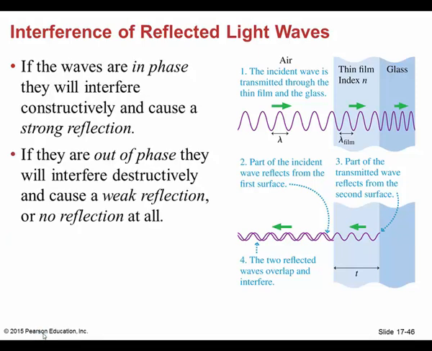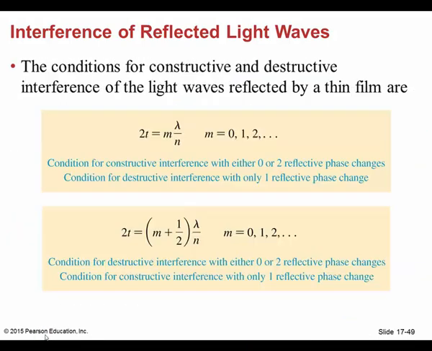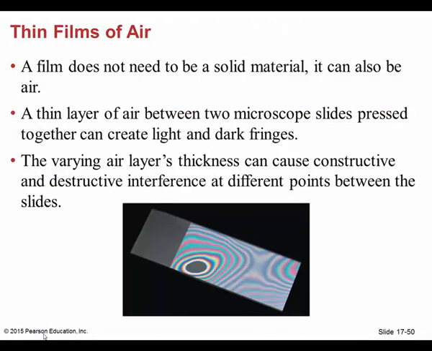I'm going to move on. That's again just some of the same. Here, if you want to find the conditions for constructive interference with either 0 or 2 reflective phase changes, this is how you can find it. T, of course, being the number of interfaces, if I'm not mistaken. Yes. So let's move on.